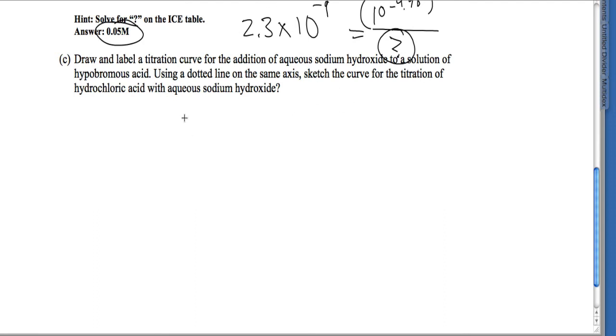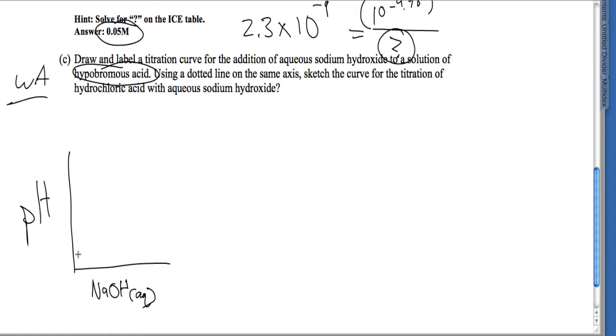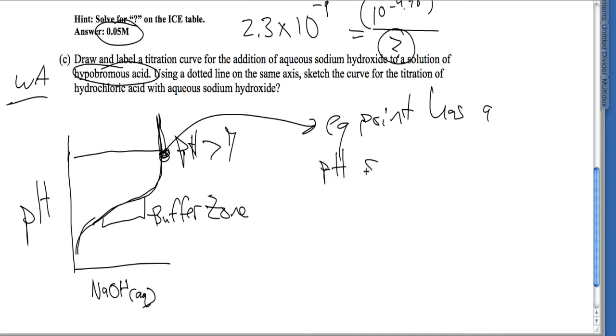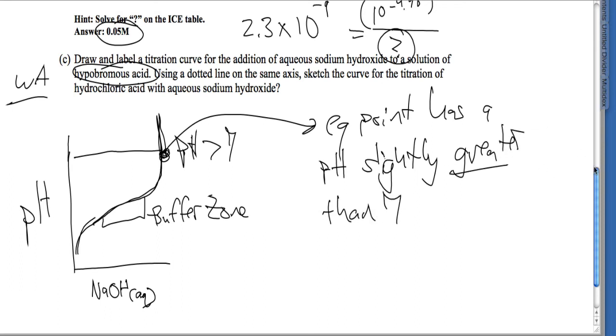Draw and label a titration curve for the addition of aqueous sodium hydroxide. So this is the sodium hydroxide aqueous that we are adding to the hypobromous acid. In a titration curve, the pH is going to be on the left side. HOBr is a weak acid, so we're going to see a gradual increase to equivalence. And this is the buffer zone, where the pH is fairly consistent in that region. One thing that I haven't talked about before is that the pH at equivalence normally would be 7, but when you're dealing with a weak acid, the equivalence point has a pH slightly greater than 7. So I'm just making a point of that right now.